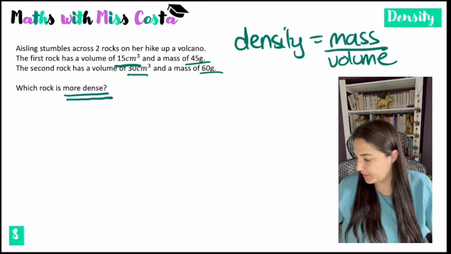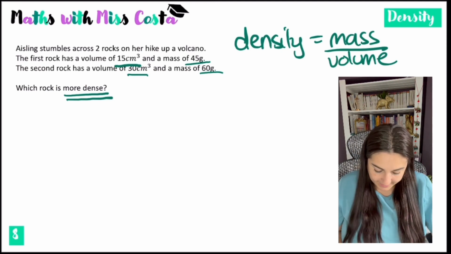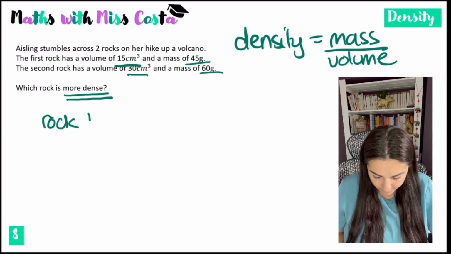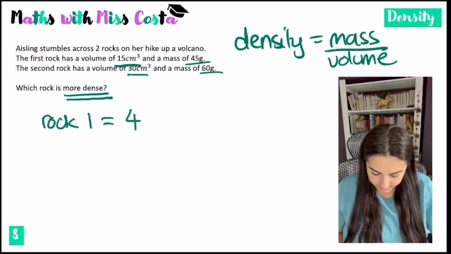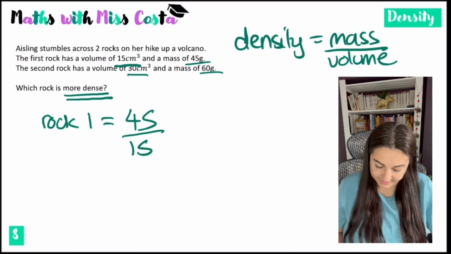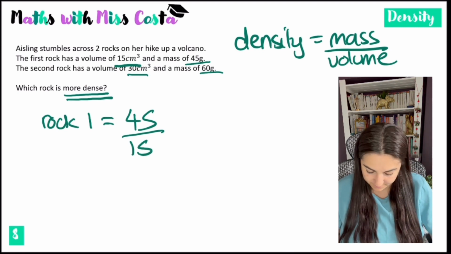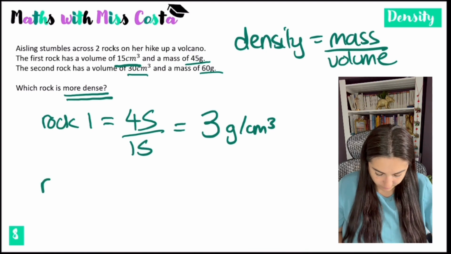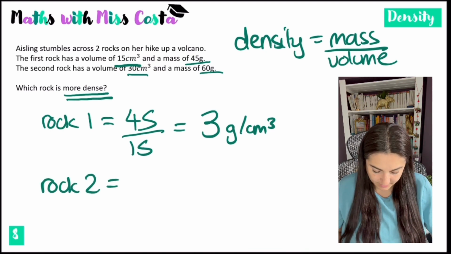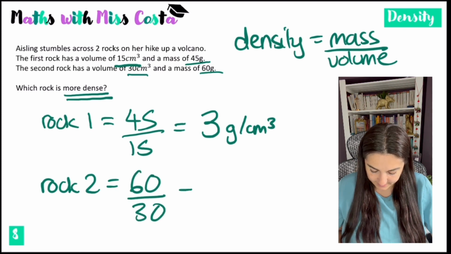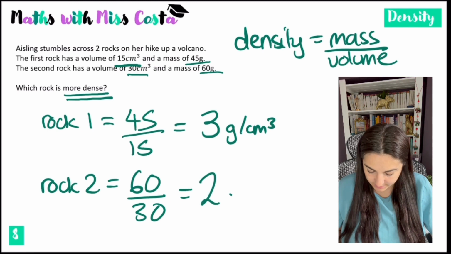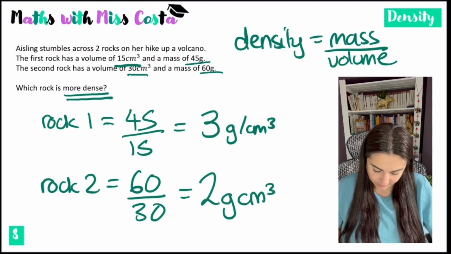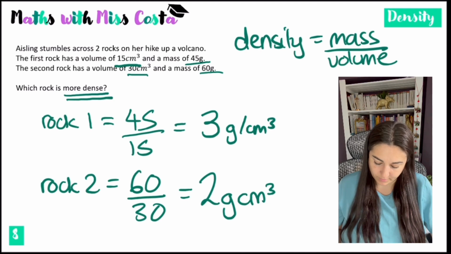Okay, so let's work this out. So rock 1 is 45 grams over 15. Remember, mass over volume. So 45 divided by 15 is 3. So the density would be 3 grams per centimeters cubed. And for rock 2, the density would be mass is 60, volume is 30. 60 divided by 30 is 2 grams per centimeter cubed. So which rock is more dense? Rock 1.